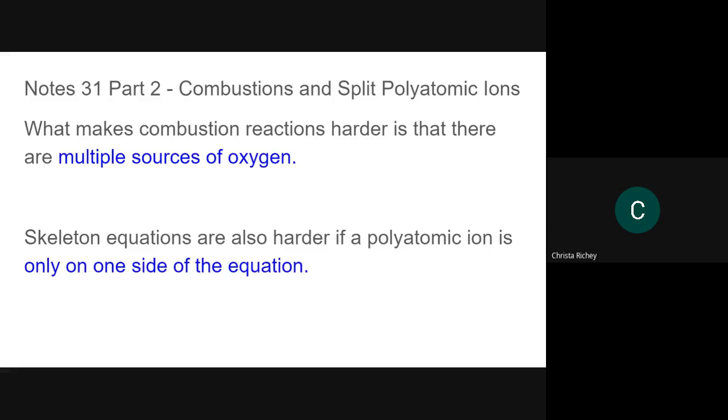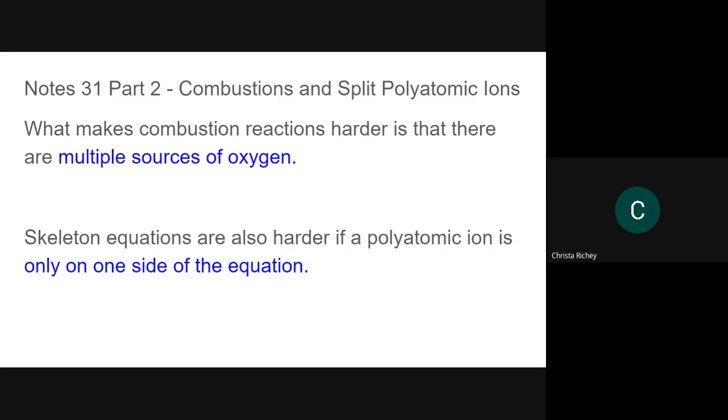besides a combustion, a regular skeleton equation, if you have a polyatomic on one side, like carbonate, CO3, but it's not on the right side. So just the reactants has CO3, whether it's got parentheses or not, I don't care. You have carbonate on the reactant side, but there is no CO3 on the right-hand side. There might be carbon dioxide and something else, but you don't have the same polyatomic. You have to balance the carbons separate from the oxygens in that case.